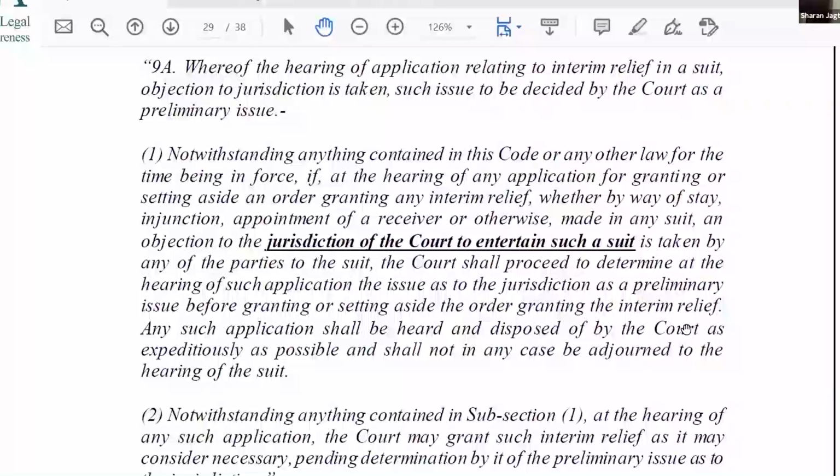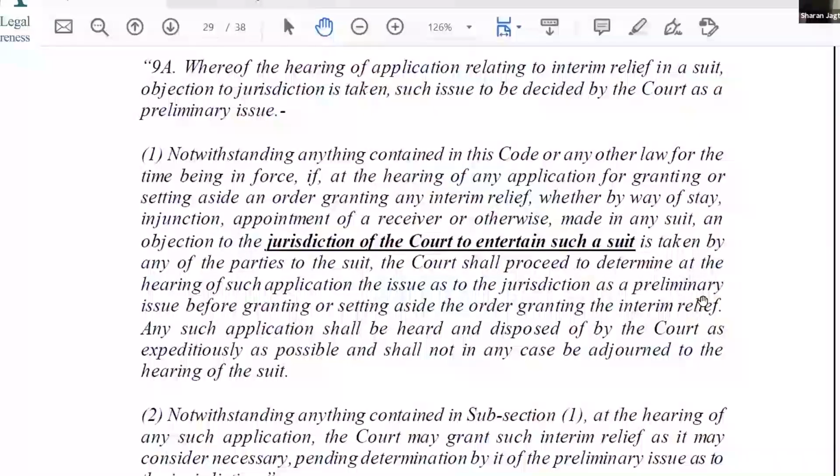And what started happening then was that plaintiffs would apply for interim reliefs. Sometimes they would get ad interim, sometimes they would not. And defendants would raise many defenses in the guise of a jurisdictional objection and then tell the court, sorry, you cannot move further with the application for interim relief till such time as the jurisdictional objection is decided. That you have to decide, and that's the mandate of 9A.